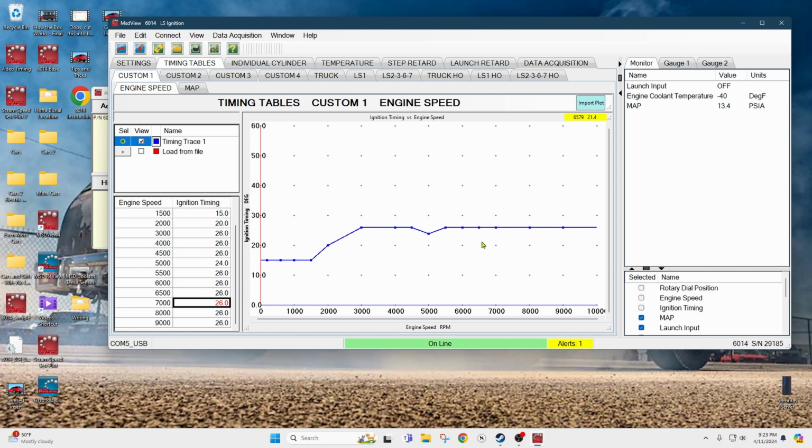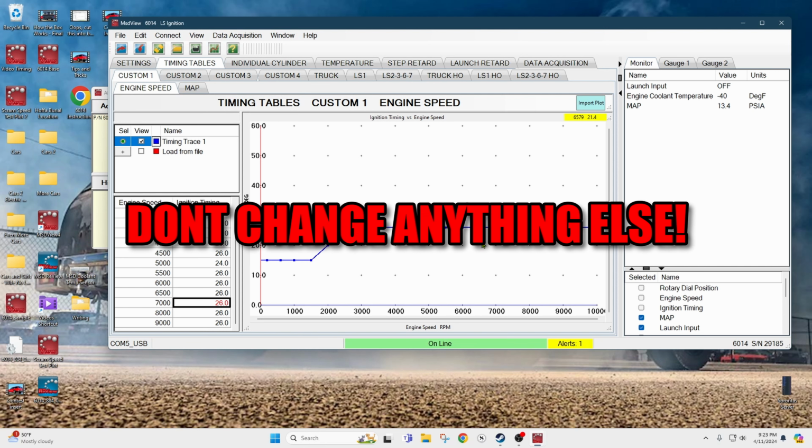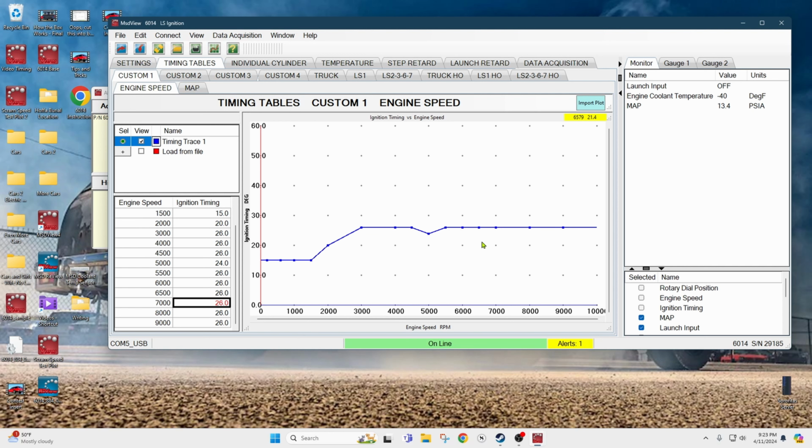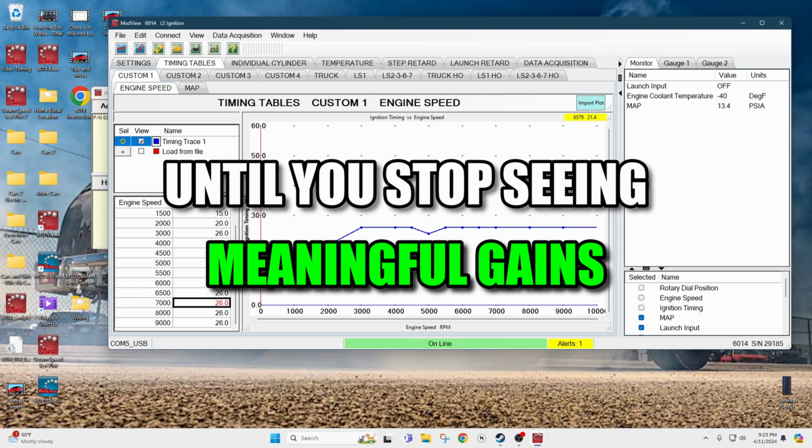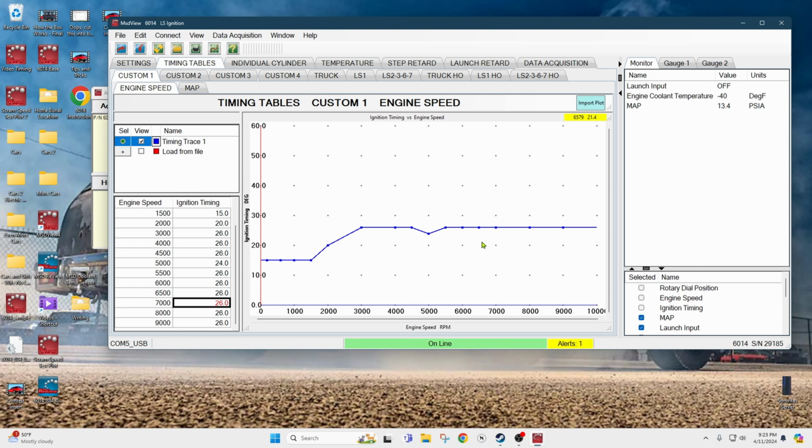You add 2 degrees. You need to add enough to make a meaningful difference. You add 2 degrees, 3 degrees on the first go, and you make another pull. You make another pass. You check your miles per hour. You check your horsepower. If you see a gain, then you go back and do the same thing again. And you keep going like that in that loop until you stop seeing meaningful gains. If that last gain is just a couple horsepower or just a tiny bit of miles per hour, dial it back to where you previously were.